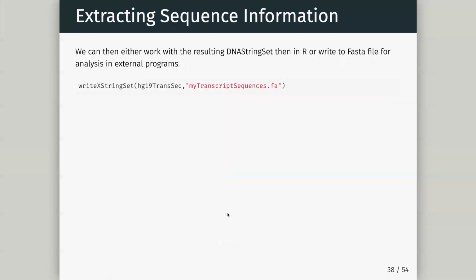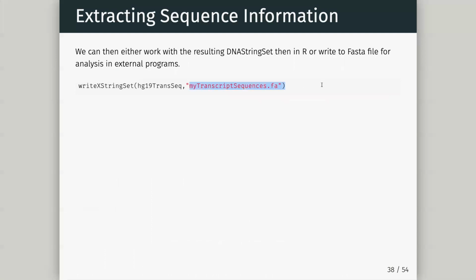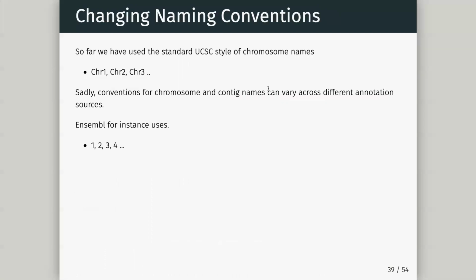With that, we already know that if we want to write out a FASTA file, we can just do writeXStringSet. We give it our DNAStringSet here. We just need to make sure it has names, and it's inherited these names from the TxDb object. And then we just give it the file we want to write to. Here we're going to say my_transcript_sequences.fa. That's our FASTA file we would use as the input for things like Salmon and Kallisto quantification tools.